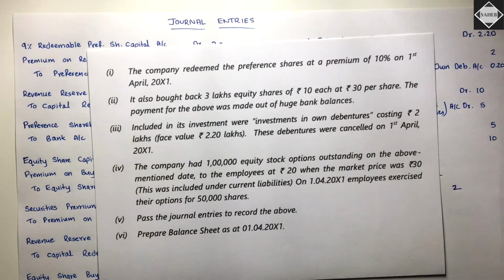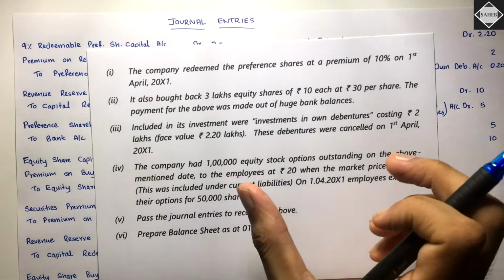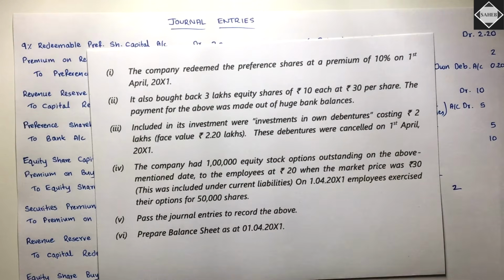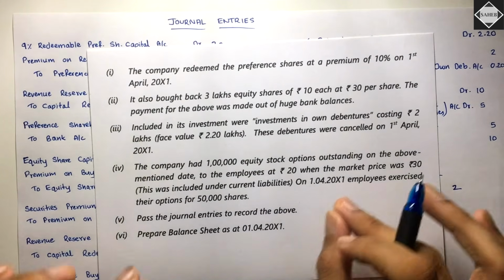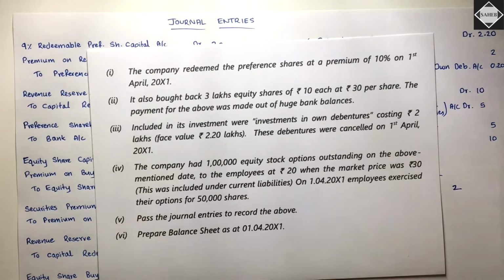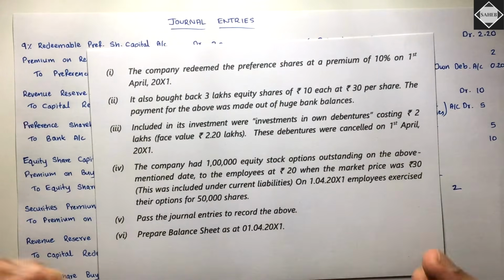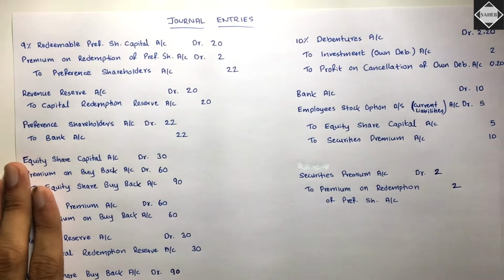And they are also not telling the exercise period. Yeah, if this was the last day of exercise period, then we could have passed the lapse entry, but we don't know what's the exercise period and all. So that's why we'll not be passing any lapse entry. Okay, and the ICAI in the module also, they have not passed any lapse entry regarding this. They have just left it like that. Is it clear? So we'll not be passing any lapse entry.